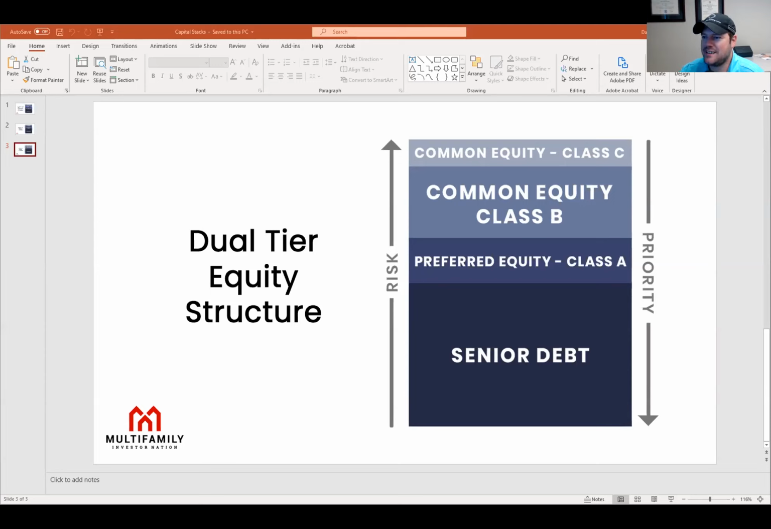Basic question. Marianne's asking, what does IRR stand for? So the IRR stands for internal rate of return.